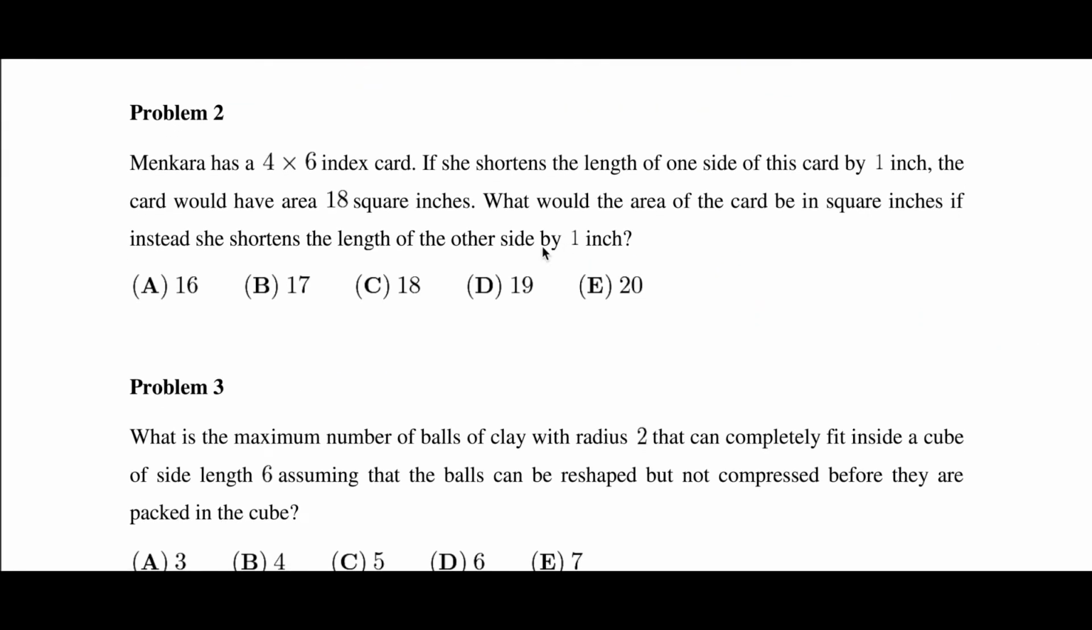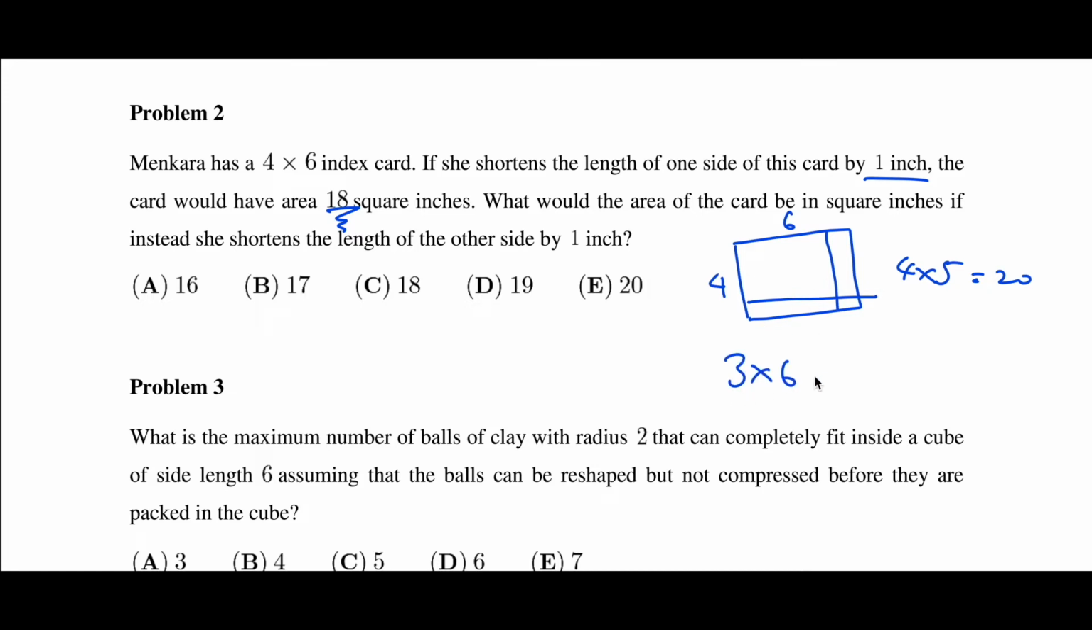So this girl has a 4x6 index card. She shortens the length of one of the sides of this card by 1 inch. Okay, so we don't know which side she shortened it by. So let's try this side. Then it would be 4x5, which is 20. That does not match because it says the card would have an area of 18 square inches. Now let's try the other one. So this way. Okay, I'm not the best drawer in the world. 3 times 6 is 18.